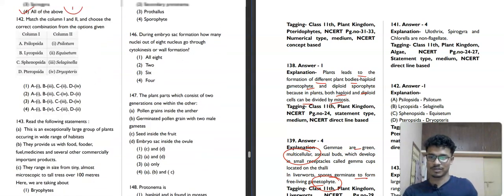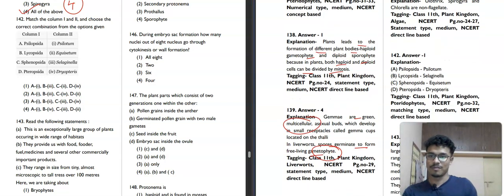We will move towards the next question, question number 142. It is also given from match the following questions. It is a pteridophyte. Psilopsida, tell me Psilotum. Lycopsida, tell me Selaginella. Sphenopsida, tell me Equisetum. Pteropsida, tell me Pteris. What will be your correct answer? First option will be your correct answer.